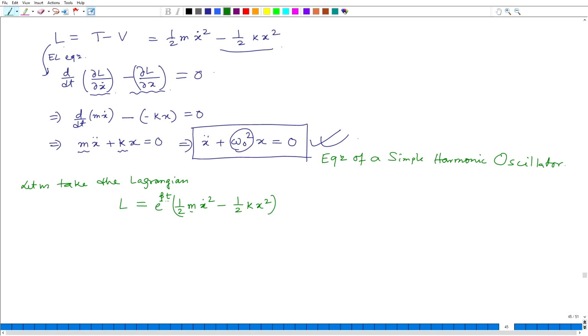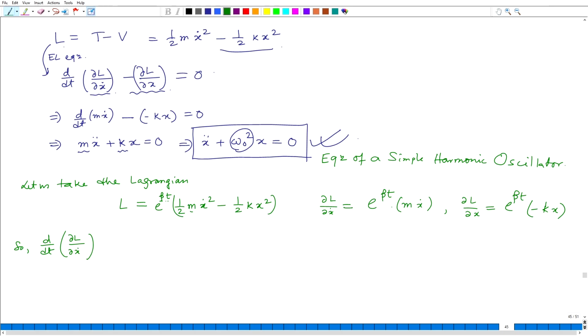So, the first point is that in this Lagrangian, if I now try to solve the Euler-Lagrange equation, del L del x dot you have to calculate now with caution, because there will be e to the beta t times m times x dot. And del L del x will also be e to the beta t times minus k x. What is now the d dt of del L del x dot?